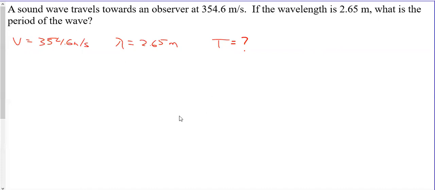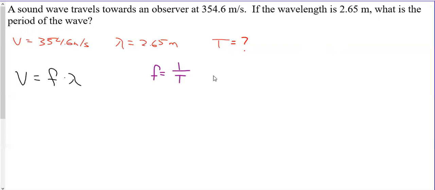So the universal wave equation does not have period in it. Universal wave equation has speed, wavelength, and frequency. So you're going to have to remember a previous lesson. So there's the universal wave equation. Previous lesson where we talked about how frequency is the number of cycles divided by your time, number of cycles per second, and your period is the time it takes to make one cycle. So that means they're reciprocals of each other. Frequency is the reciprocal of your period, and period is the reciprocal of your frequency.